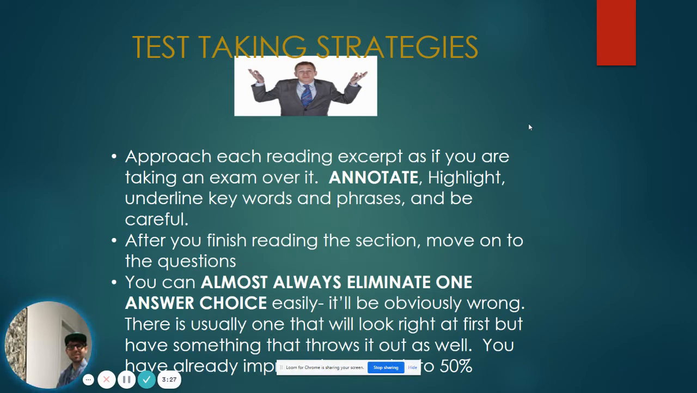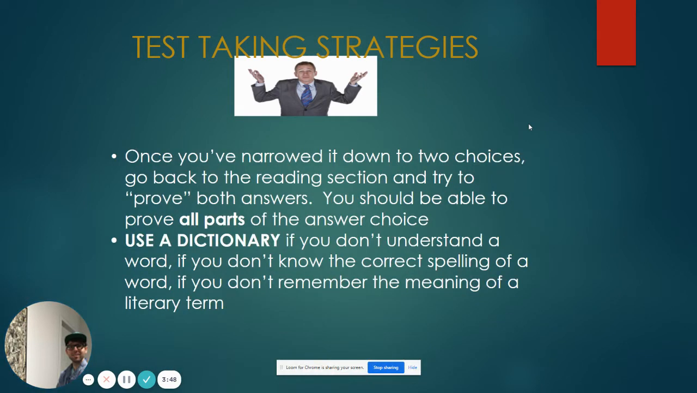You can almost always eliminate one answer choice easily in these things. There'll be one that's just super obviously wrong. You can cross that right out. Then there's one usually that kind of looks right at first, or that it could be, but there's something totally off about it. You can throw it out. Then you've narrowed it down to a 50-50 shot after that. So I use the process of elimination.